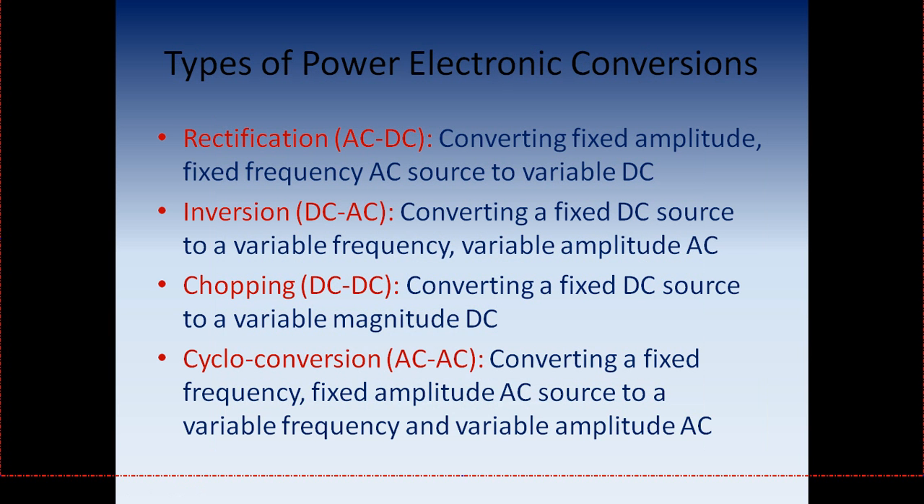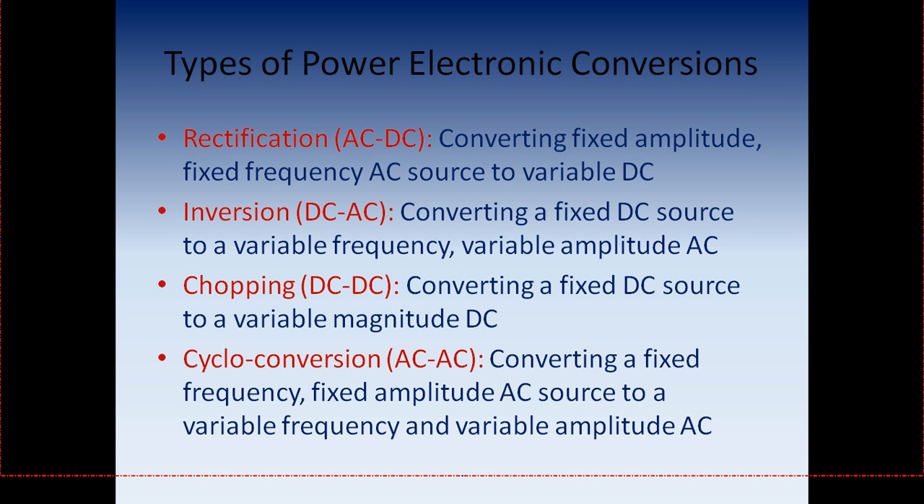So types of power electronic conversions. There are four types. First one, rectification, and it's converting a fixed amplitude, fixed frequency AC source to a variable DC source, where it is used. Have you seen your mobile chargers? It does the same. Your mobile battery requires DC power. We plug the charger into the switchboard, which provides AC power. The charger converts the AC into the DC, and your mobile gets charged.